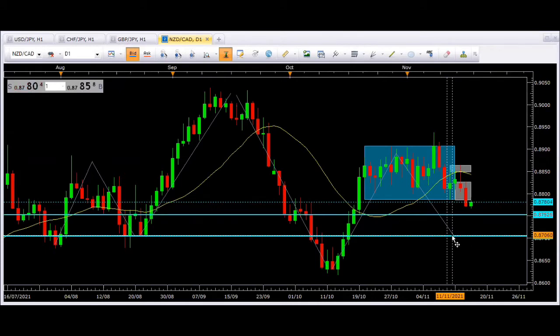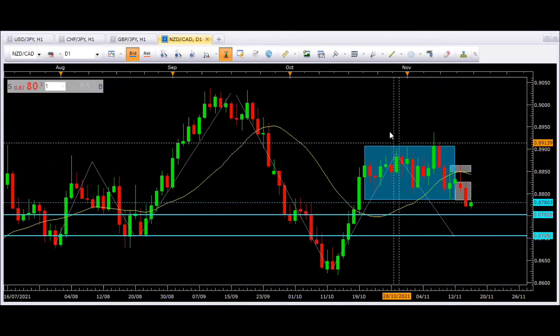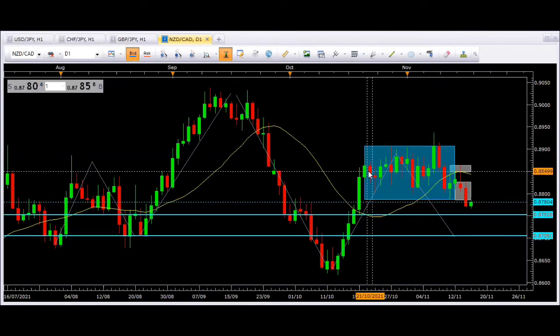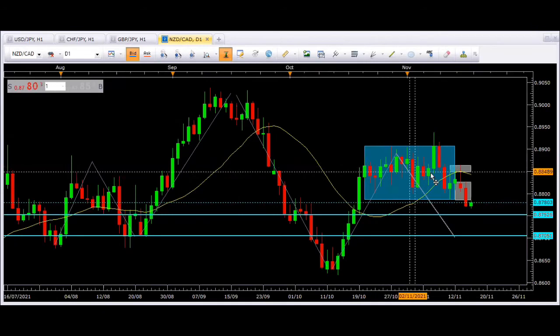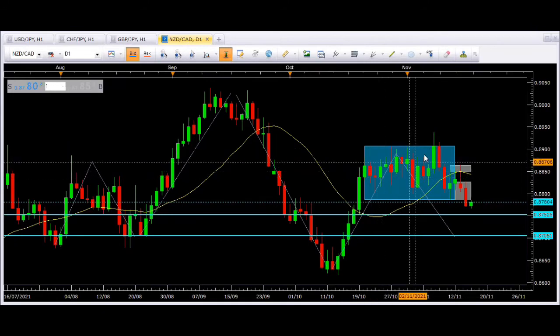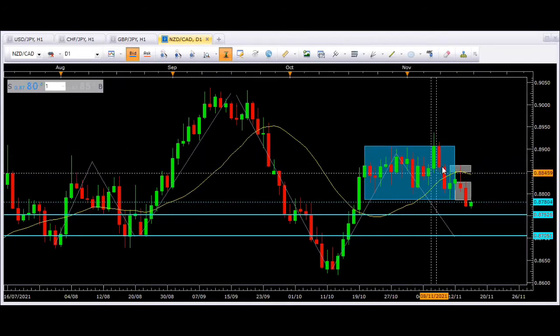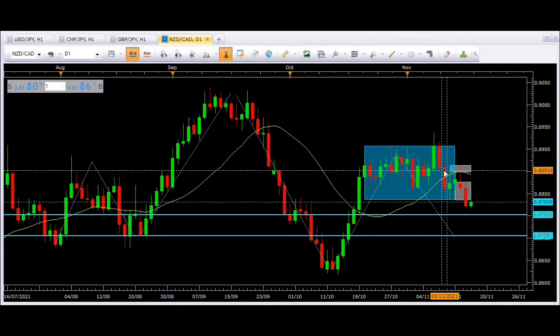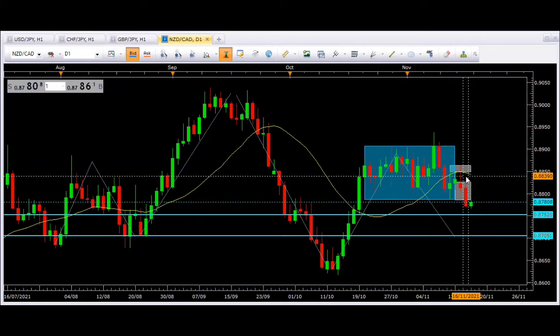I'm seeing a head and shoulders pattern, and also on the day chart, price has been in this range. See the blue box that I've made? Price has just been chopping up and down in this range. But yesterday we had a strong bearish candle, and it broke the low of that range, of the blue box. So I'm looking to short this market. I think this could be a really good trade.